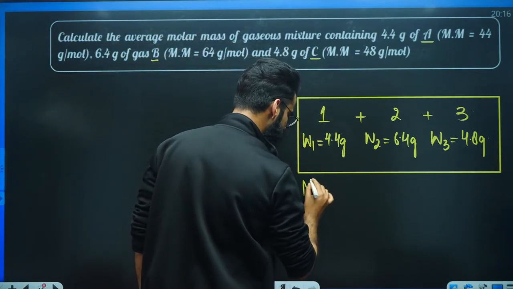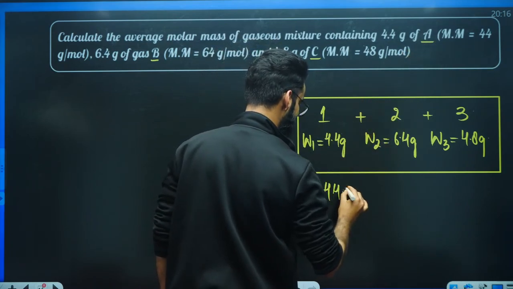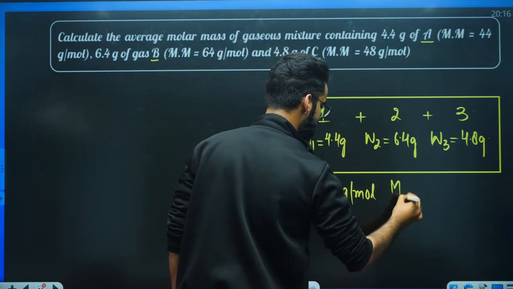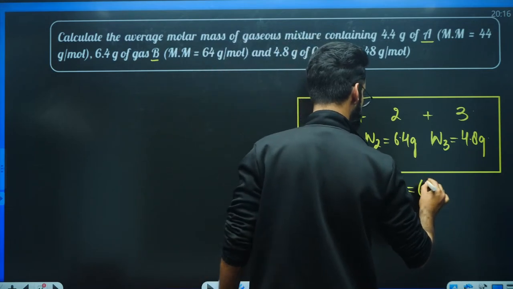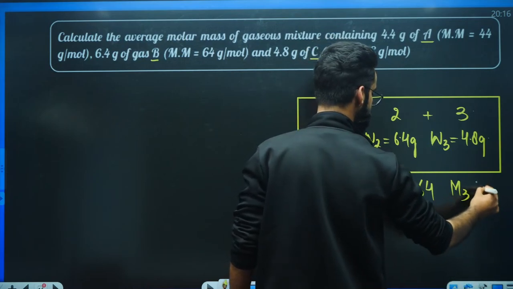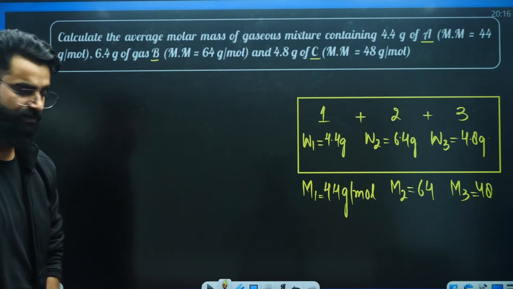One more thing. What is the molar mass of gas 1? It's given to us as 44 grams per mole. What is the molar mass of gas 2? Molar mass of gas 2 is 64 grams per mole. What is molar mass of gas 3? Molar mass of gas 3 is 48 grams per mole. Correct? This is some data which is given to me.